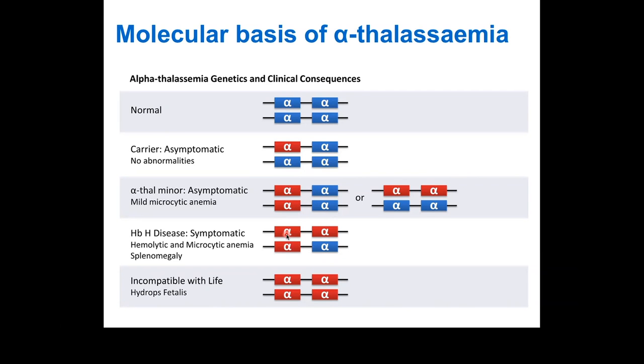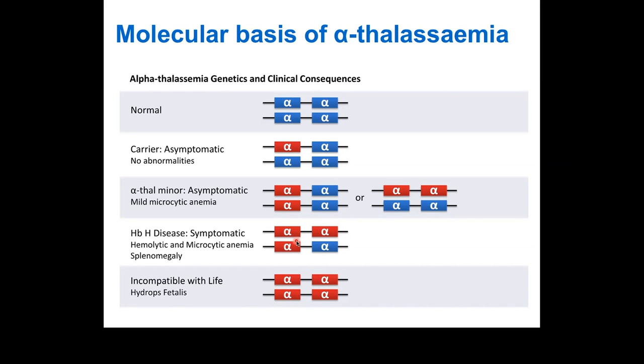Mutation in 3 out of 4 alpha globin genes leads to hemoglobin H disease, which is a milder disease than beta thalassemia major, and a non-transfusion dependent thalassemia.